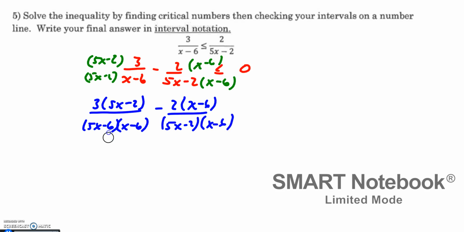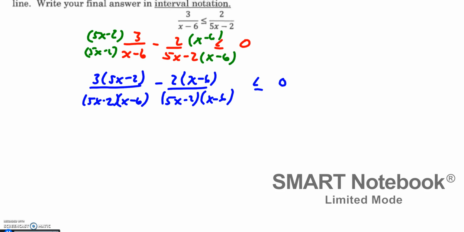Looking back, this should be 5x minus 2, so I'm going to change that right now. And this is still less than or equal to 0. I'm still trying to find my critical numbers, so I'm going to take these two fractions and combine them into 1. The denominator of both of these is 5x minus 2 and x minus 6, so I'm going to leave them in factored form and not going to FOIL them out. The numerator, though, I am going to simplify so I can get a critical number in the numerator.